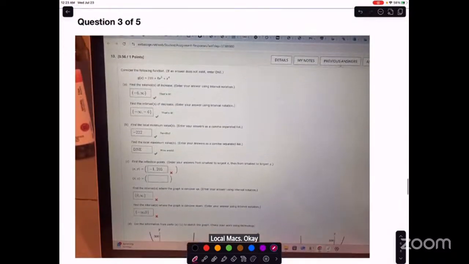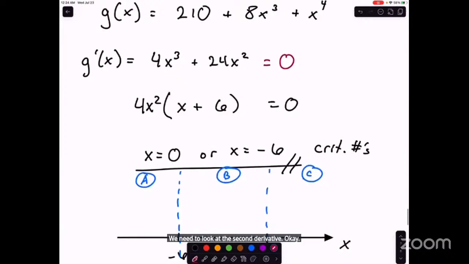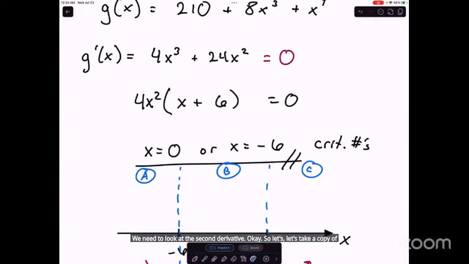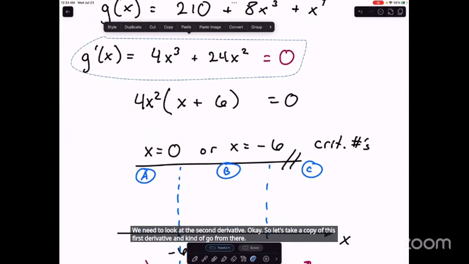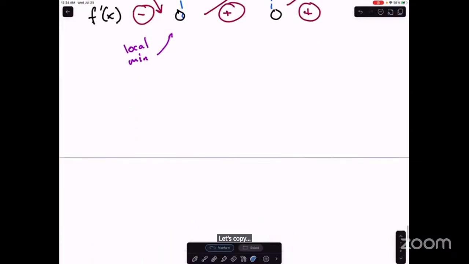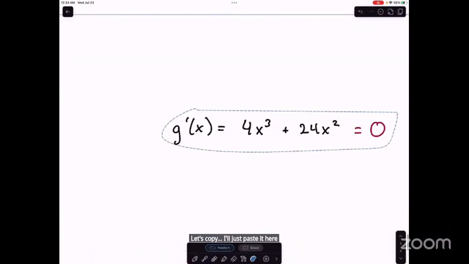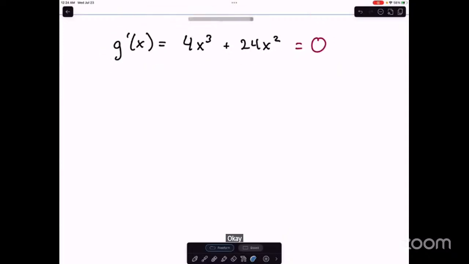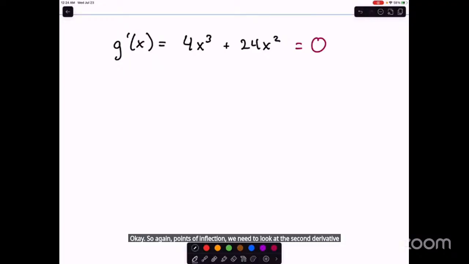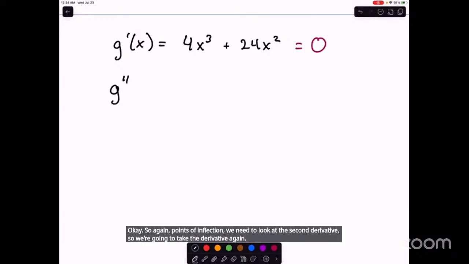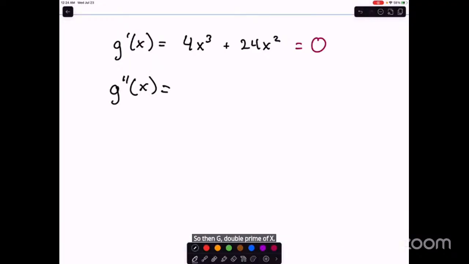Okay. Find the points of inflection. So if we want the points of inflection, we need to look at the second derivative. So let's take a copy of this first derivative and kind of go from there. Let's copy, and I'll just paste it here. Okay. So again, points of inflection, we need to look at the second derivative. So we're going to take the derivative again. So then g double prime of x. The 3 comes down, so that becomes 12x squared.